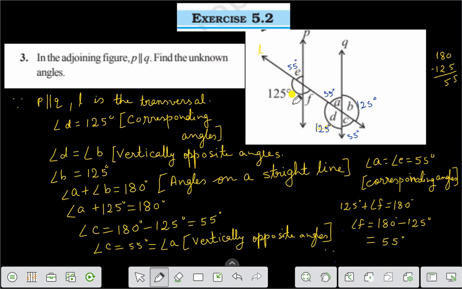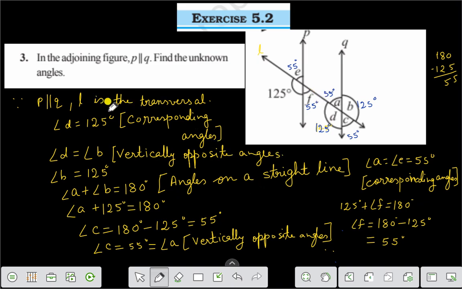Or you can find in this way also that this is 125 degrees, this is F, therefore these are angles on a straight line, right? Therefore 125 degrees plus angle F is equal to 180 degrees, therefore angle F equals 180 minus 125, that is 55 degrees. That is also 55 degrees, right? Let us repeat once again.